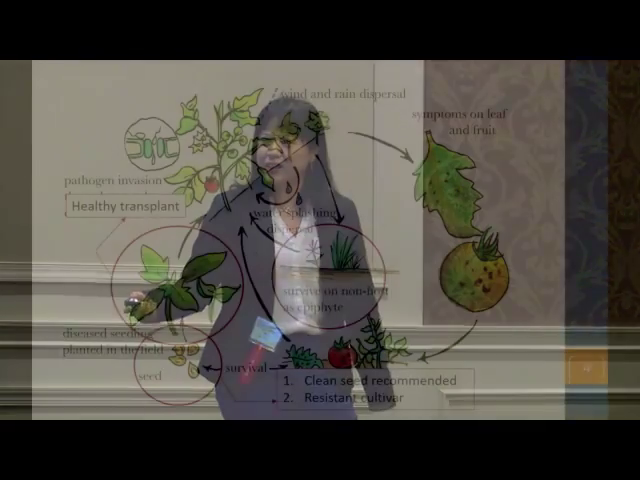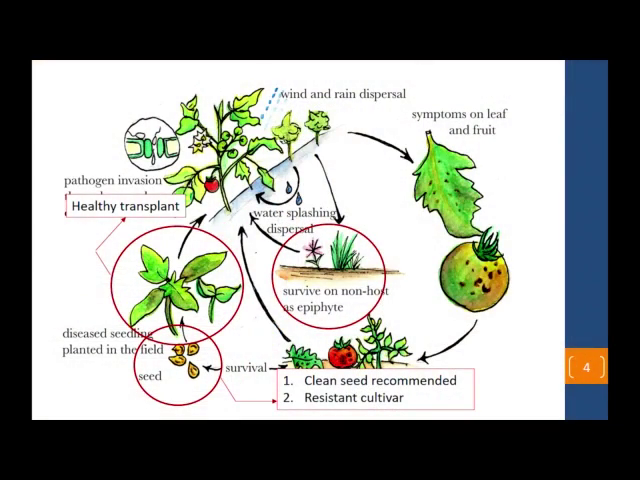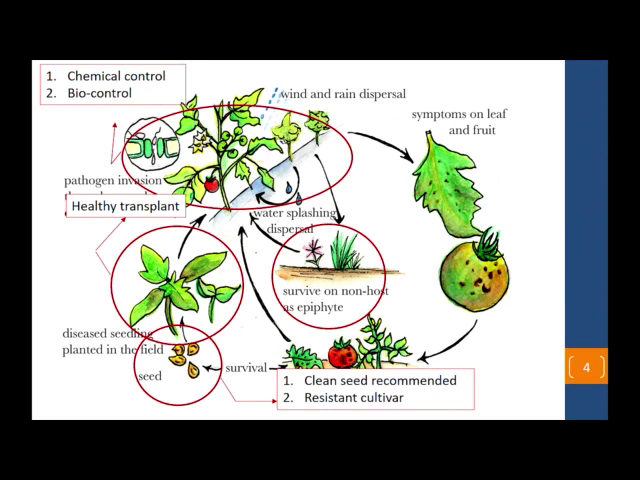First, using clean seeds is recommended. So if you listened to the session in the morning, Dr. Gugino introduced some of the methods of how to treat your seed. And unfortunately, there's no resistant cultivar of tomato at this point because the species and race shifted so rapidly, so it's really hard to maintain a resistant cultivar. And healthy transplants, but after the disease is in the field, basically there's no cure for it, so we can try to use chemical control or biocontrol.